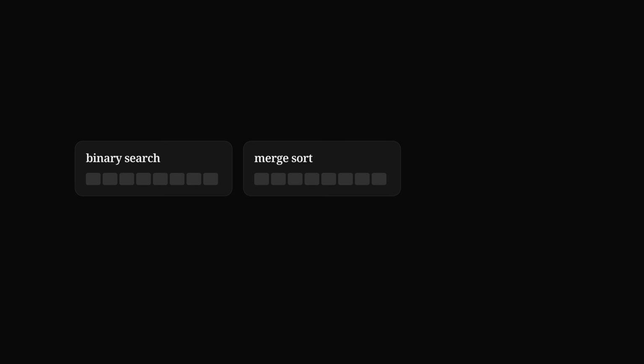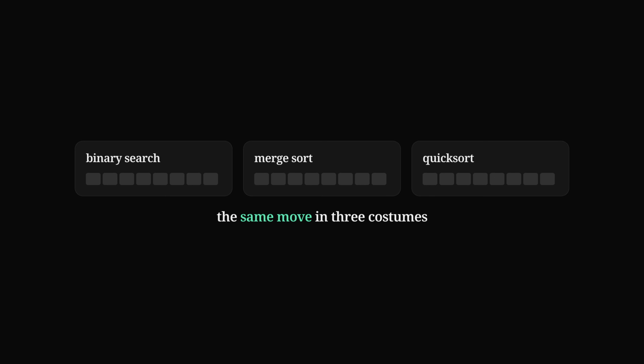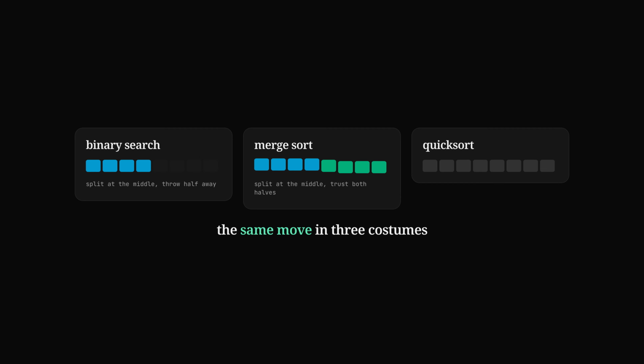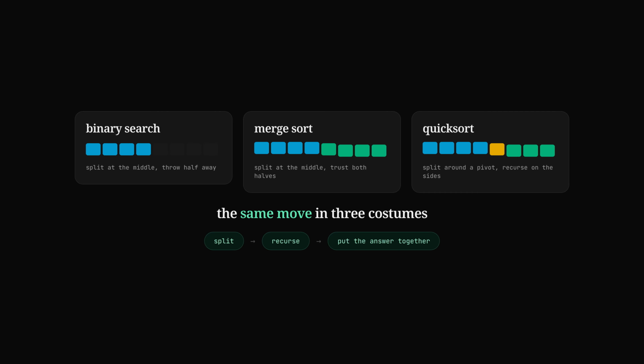Binary search, merge sort, quicksort. 3 lessons, 3 algorithms, and if you line them up, they are the same move in 3 costumes. Binary search split the array at the middle and threw half away. Merge sort split at the middle and trusted both halves. Quicksort split around a pivot and recursed on the sides.